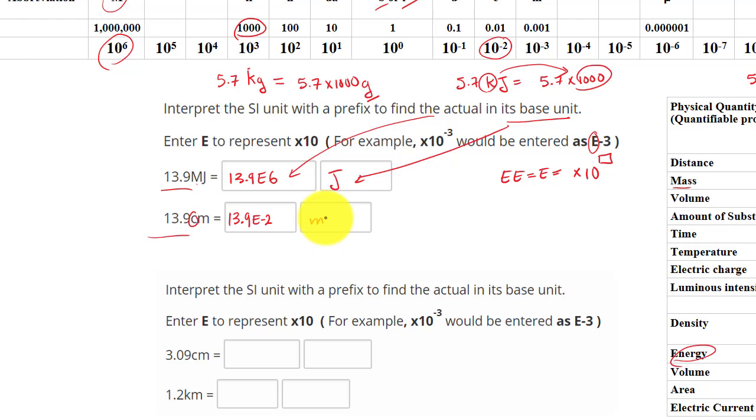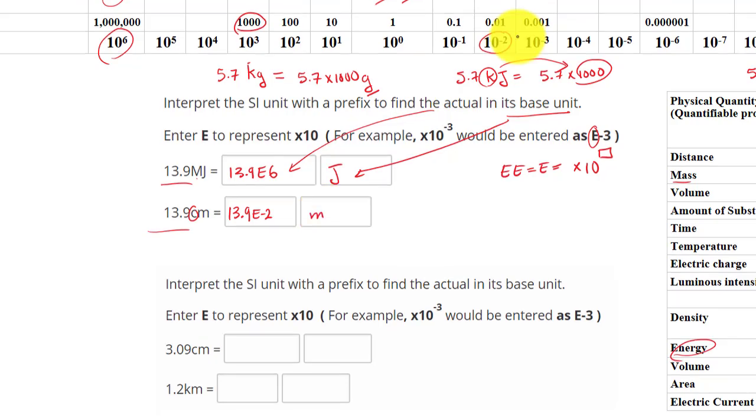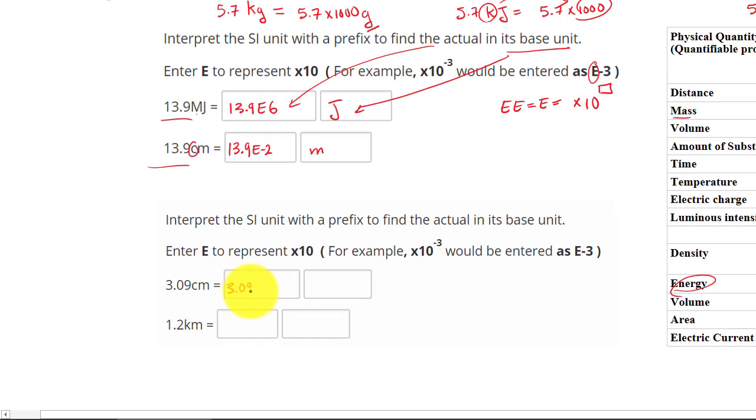Let's try another one. In this case, we have 3.09 centimeters. And again, centi is 10 to the negative 2. So E negative 2 and just meter. Let's try another problem. So if that's the case, centi is right here, 10 to the negative 2 again. So that's pretty easy, 3.09 E negative 2, and that's meter. And here we have 1.2 kilometers. Well, what's kilo? We just worked with kilo. So 1.2 kilometers, kilo is 10 to the third, so E3, and then meter.